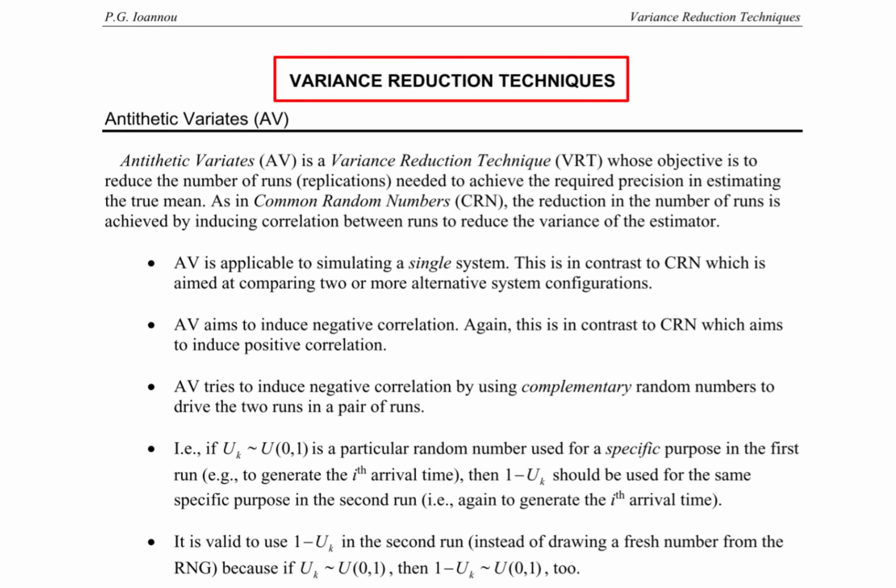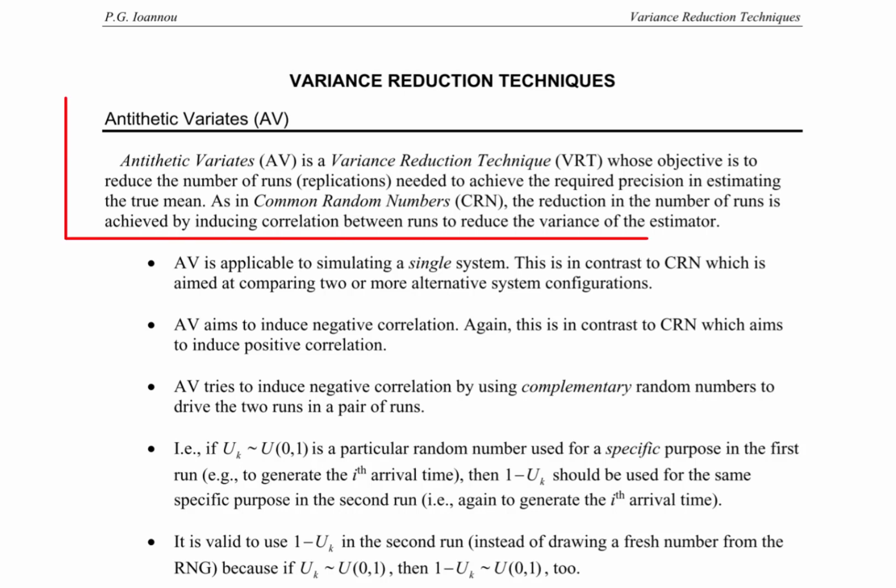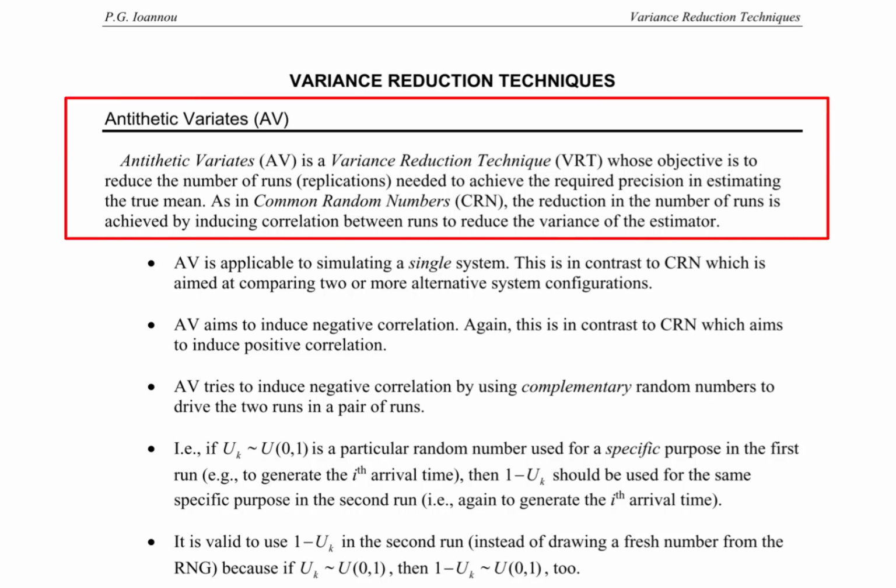In this presentation, we shall describe two variance reduction techniques. The first is called antithetic variates, and the second is called common random numbers. Antithetic variates is a variance reduction technique whose objective is to reduce the number of runs or replications needed to achieve the required precision in estimating the true mean. As in common random numbers, the other technique, the reduction in the number of runs is achieved by inducing correlation between runs to reduce the variance of the estimator.